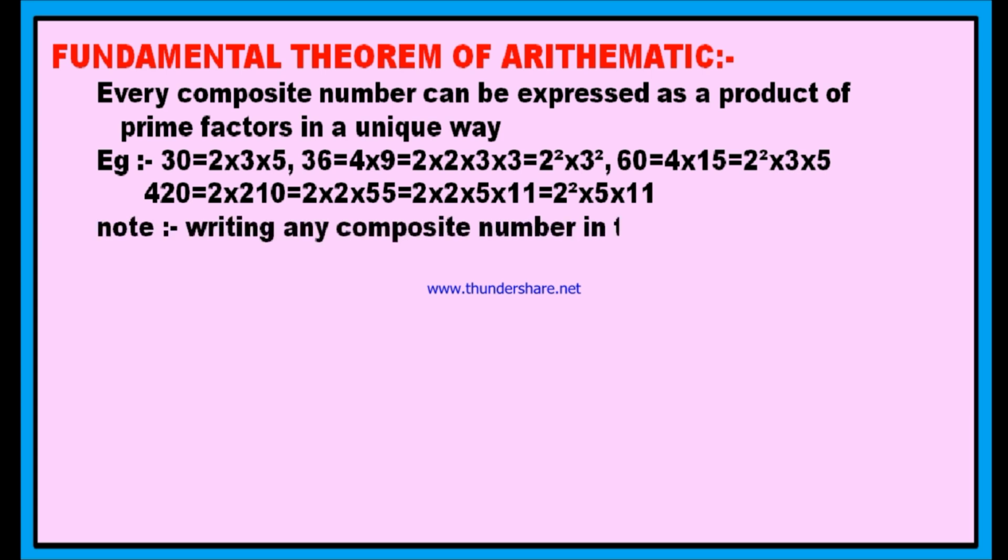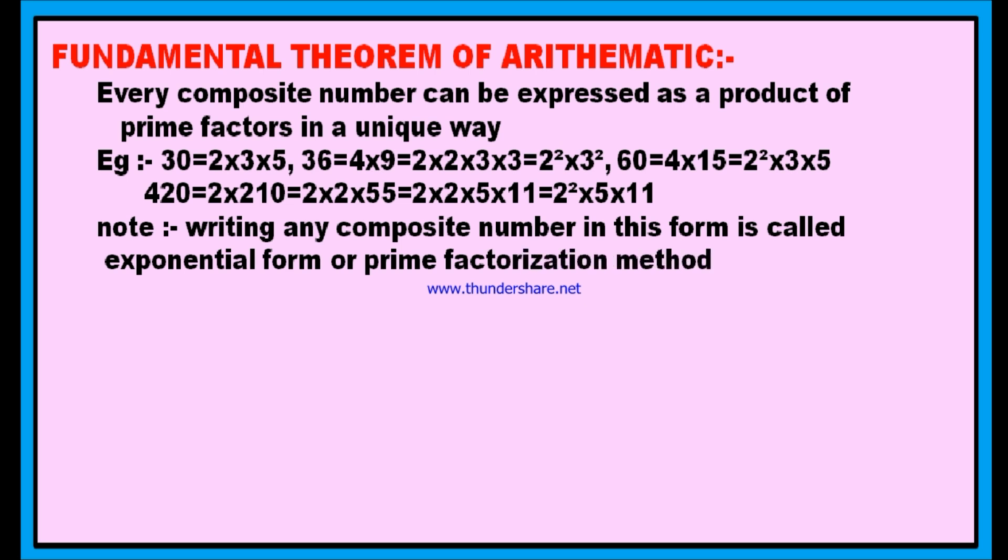Note, writing any composite number in this form is called exponential form or prime factorization method. You see, you wrote 30 as 2 into 3 into 5, and you wrote 36 as 2 square into 3 square. You wrote 60 as 2 square into 3 into 5. We wrote 420 as 2 square into 3 into 5 into 7. All these numbers can be written as the product of prime numbers. This type of writing these numbers is called exponential form, and the method is called prime factorization method.